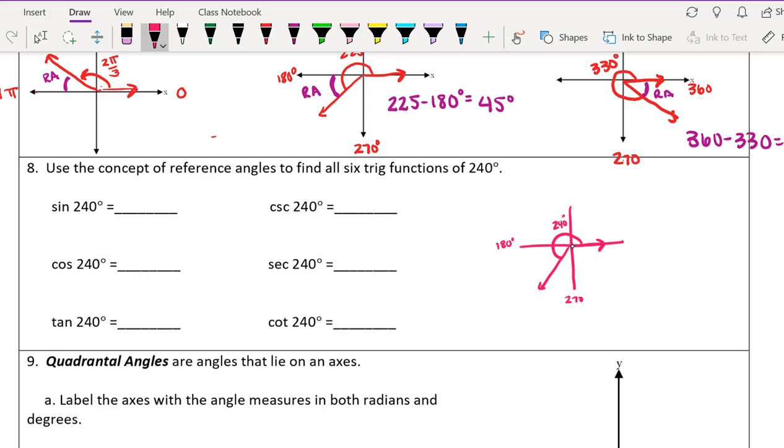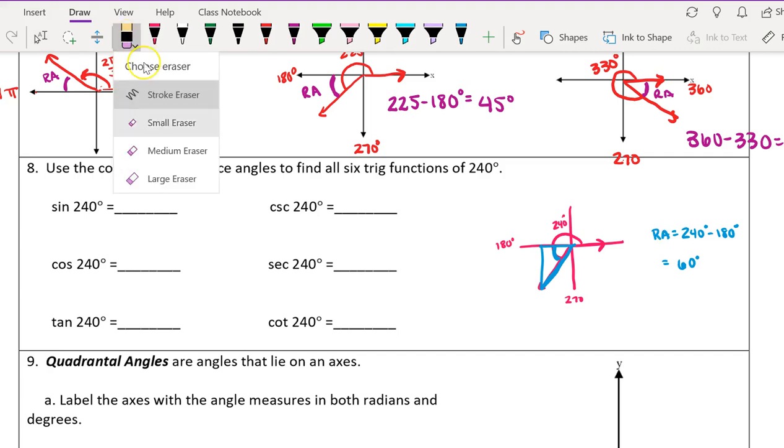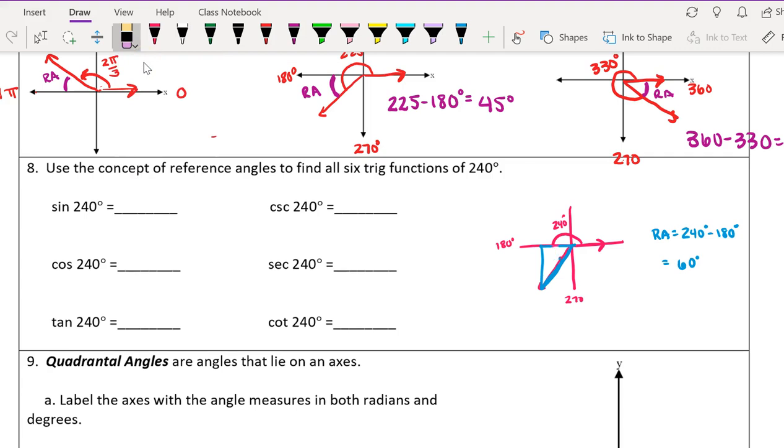But remember, when I'm doing my 6 trig functions, they have to refer back to one of the special right triangles of 30, 60, 90 or 45, 45, 90. So that means I need to know what is this reference angle. So the reference angle is equal to 240 degrees minus 180 degrees. And so we end up with 60 degrees as the reference angle. So what I'm going to do is drop a triangle in here. And I know that this angle is 60 degrees. So this is a 60-degree angle right here.